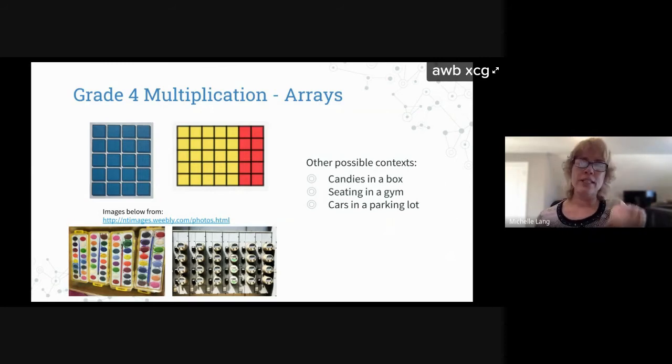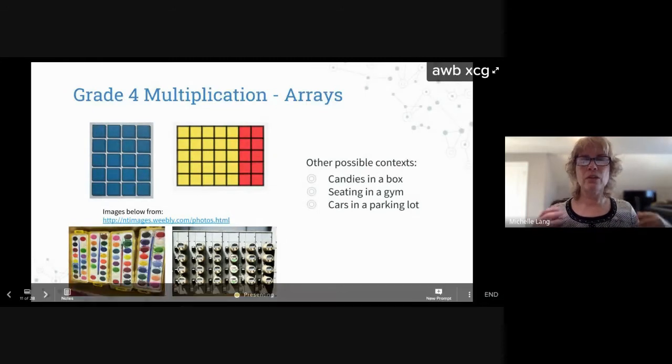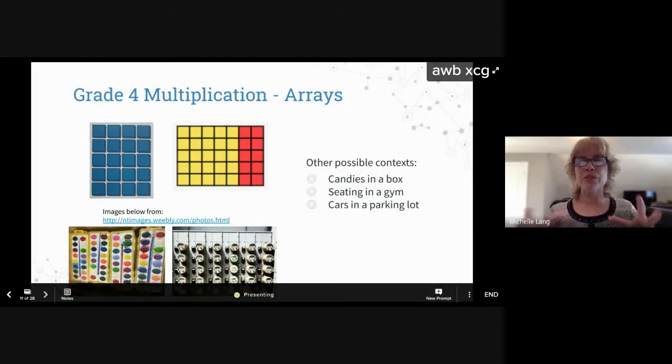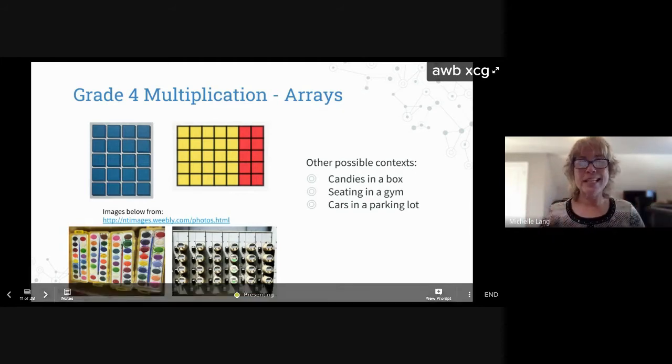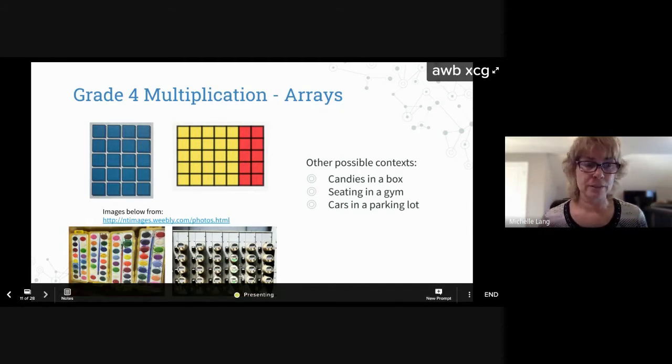And so other contexts as well: candies in a box, seating in a gym, cars in a parking lot, anything that's going to be arranged in rows and columns is going to help students to understand and be able to think multiplicatively by unitizing those groups. So in grade 4, lots of concrete and visual with contexts that support arrays.